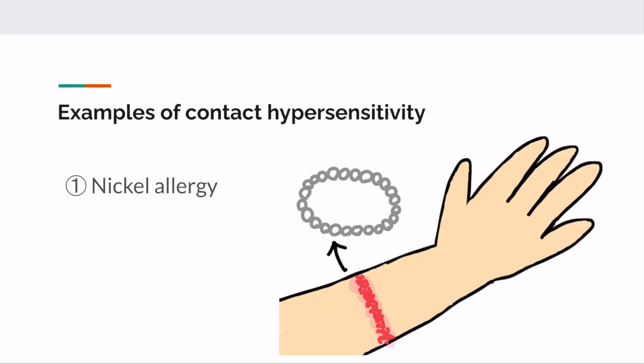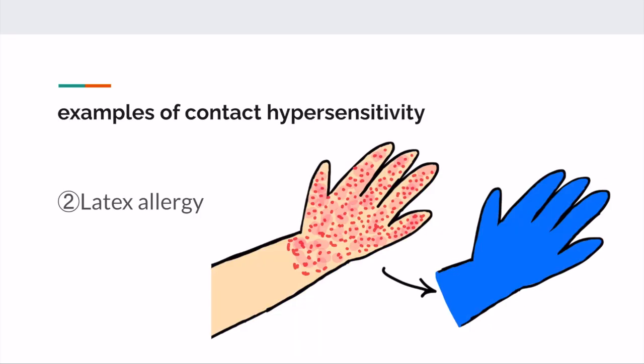There are many example causes of contact hypersensitivity. The first is nickel allergy. Nickel is found in jewelry, watches, and buttons. This causes redness, itching, and rash. The second is latex allergy. It is caused from gloves, balloons, or medical items. This allergy causes swelling, redness, or even more severe reactions.